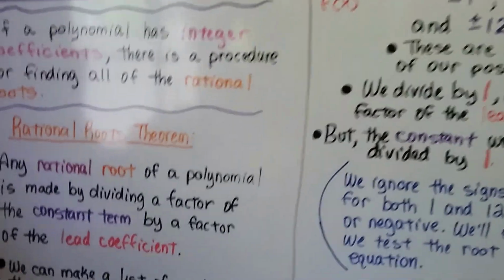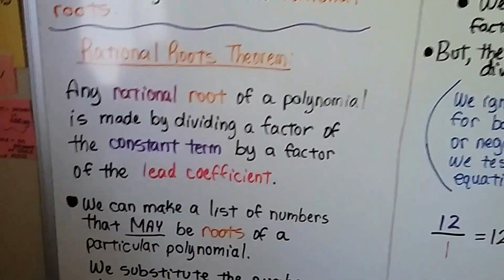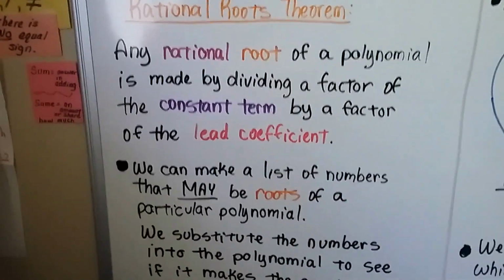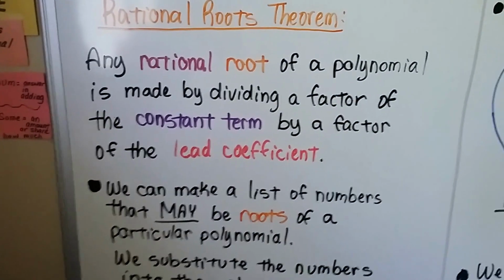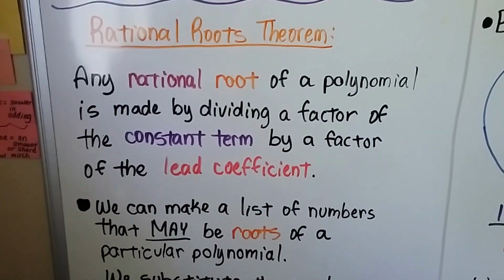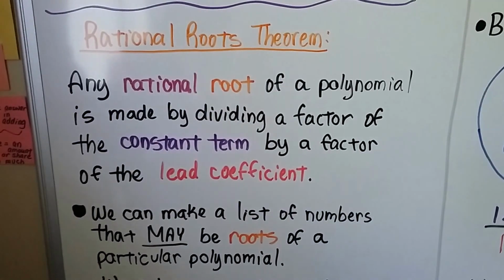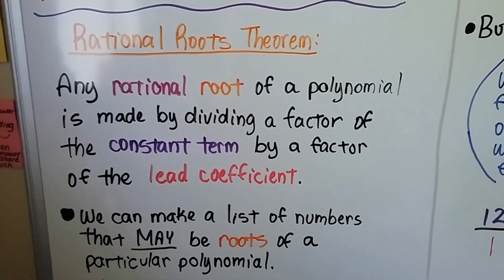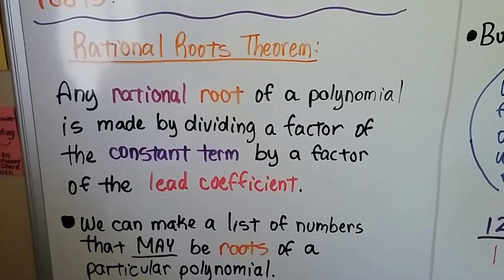I've got quite a bit of information for you, and hopefully when I'm finished, you're going to completely understand the Rational Roots Theorem, and you'll be able to use it with confidence. It's saying that any rational root of a polynomial is made by dividing a factor of the constant term by a factor of the lead coefficient.